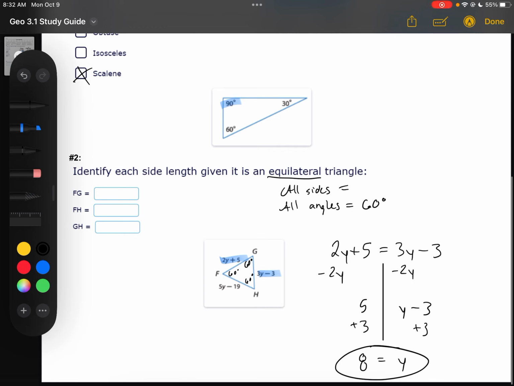So what we have to do is go back over and plug in that y value. So 2 times y plus 5. Well, we solve for y. We know that y is 8. So we can plug in 2 times 8 to get 16. And that gives us a side length of 21. It should be the same for all the side lengths. If you want to plug this in 3 times, you can. And it should give you that same answer.